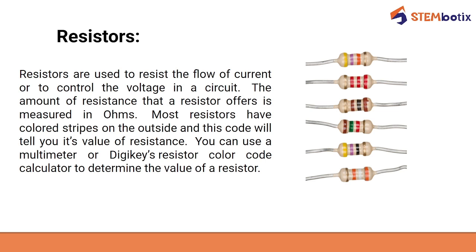Most resistors have colored stripes. As you can see, these are the resistors. So this is one resistor, this is another resistor. Now as you can see, it has two terminals and it has colored stripes over it. Each resistor has different colored stripes on it, and these colored stripes denote nothing but their value, the value of resistance. So most resistors have colored stripes on the outside, and this code will tell you its value of resistance.